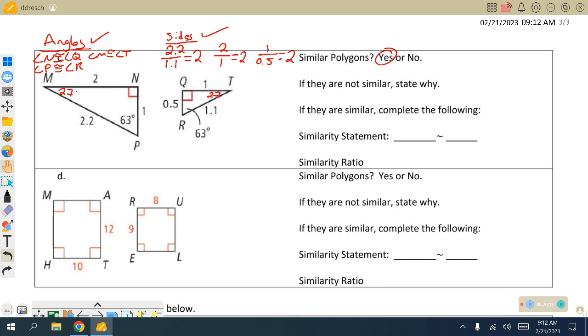And because they are similar, let's complete the statement. Now, on completing the statement here, you got to name it out. I don't care how you name that first triangle, whatever you want to name it, I don't care. I care about how you name the second one. So how do you want to name the first one? Triangle what?